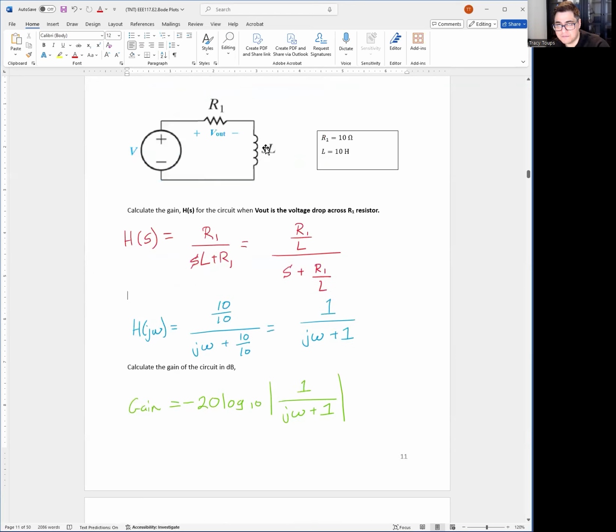Well, let's look at this. If I have a very low frequency, what's my impedance of the inductor? It's going to be very, very small. Right? If omega is 0.1, so JW is 0.1, and L is 10, this impedance is going to be 1 ohm. And if R is 10 ohms, where's all the voltage going to go across? You have 1 ohm here and 10 ohm here, all the voltage is going to go across the resistor because it's a bigger impedance.